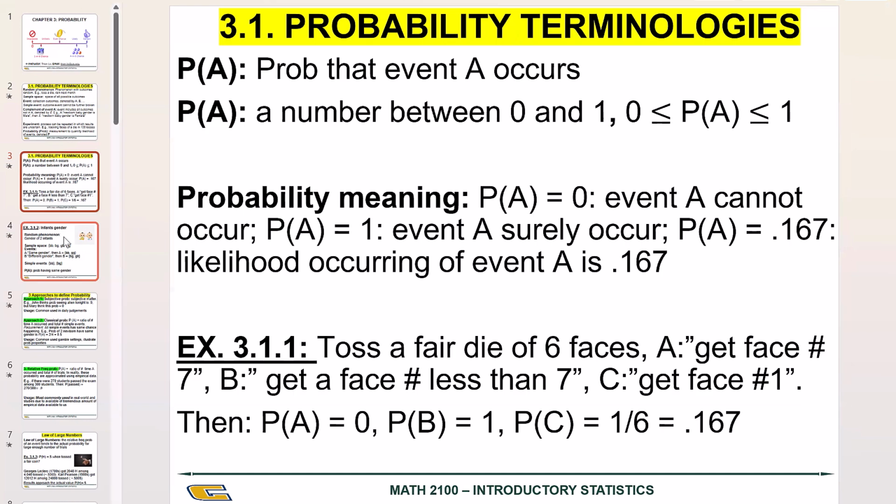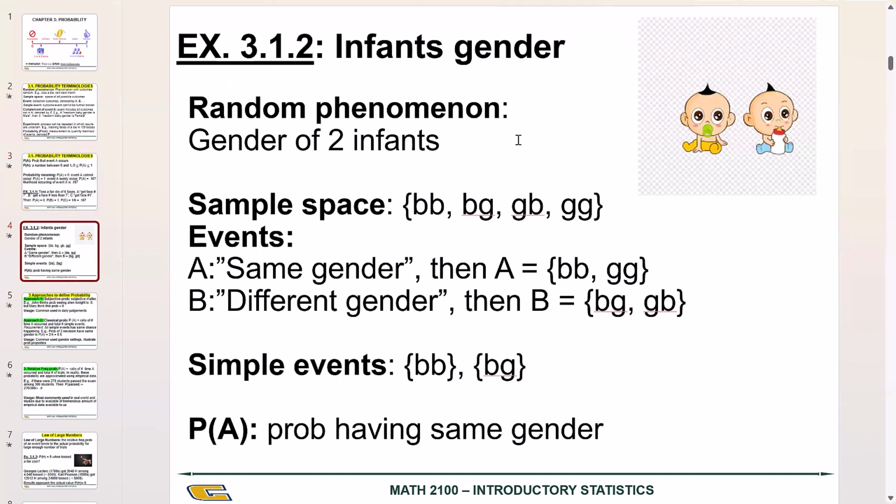So here we look at another example. We consider infant gender, okay? If you consider a random phenomenon where you're curious about the gender of two newborns in the hospital, maybe in Orlando today, then the sample space will be: boy boy, boy girl, girl boy, or girl girl, right?